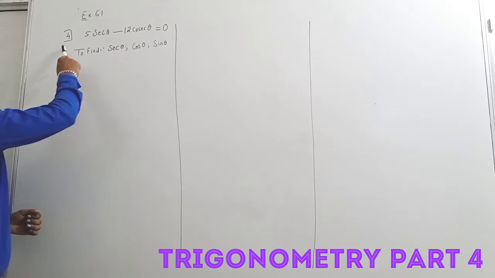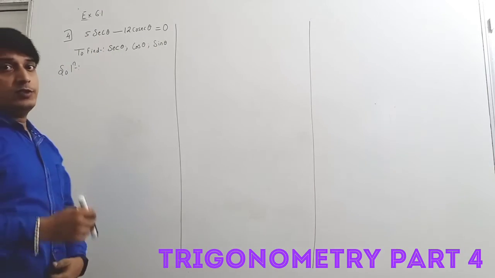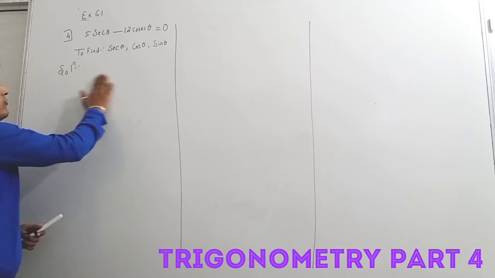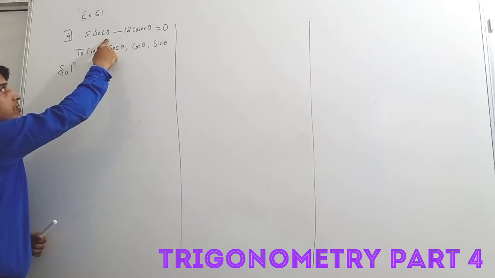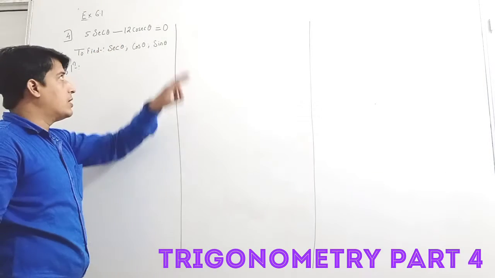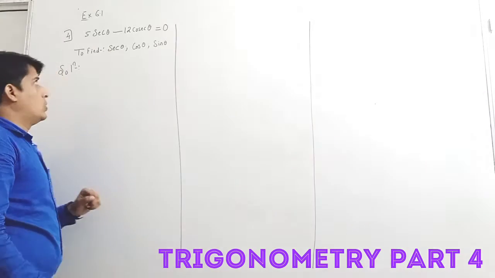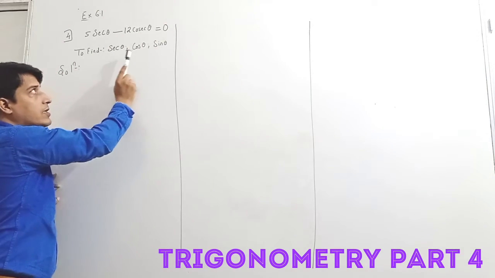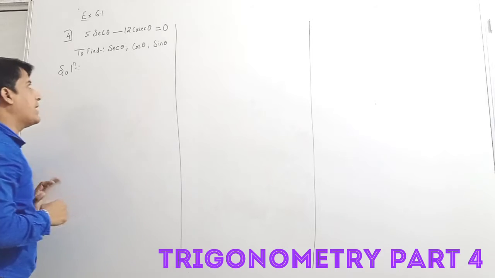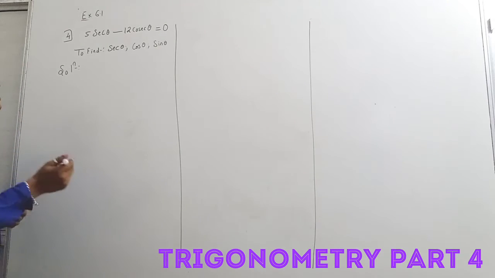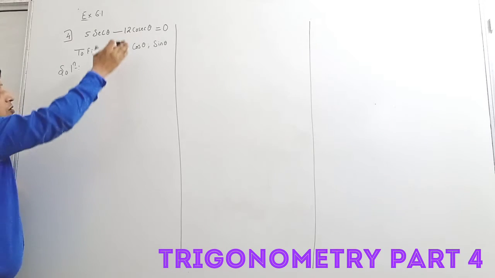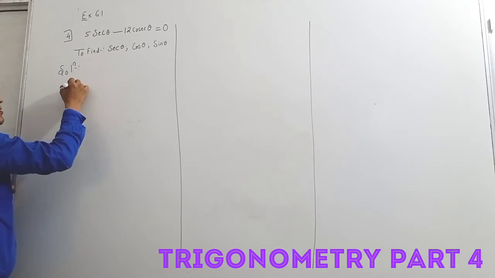We are solving the fourth sum of exercise number 6.1, that is your trigonometry first exercise, fourth sum. The information given is 5 sec theta minus 12 cosec theta equals 0. By using this information, we are supposed to find out the value of sec theta, cos theta and sin theta. So initially, whatever information is given, we are going to extract more information from it.